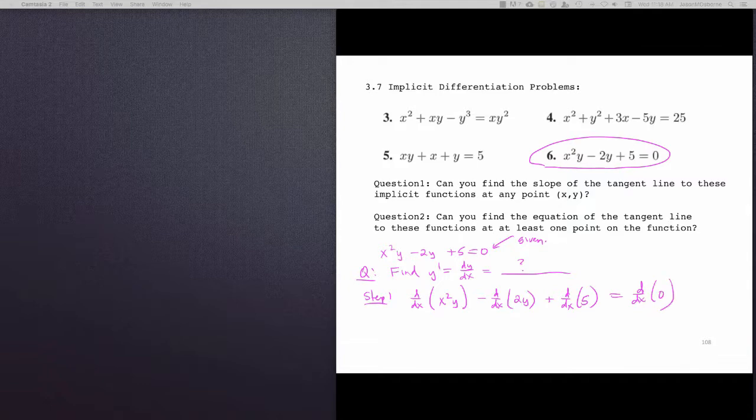Okay, now let's go through here and see if any of these simplify. The derivative of 5, which is a constant, is 0. The derivative of 0 is equal to 0. Okay. Here's the first term we got to be really careful about. Okay, the derivative of 2y. Well, 2 is a constant, so it can come out in front of the derivative. So actually, we're going to get minus 2 times the derivative with respect to x of y. Okay, and remember that this is not equal to 0. Okay, because y is actually a function of x. That's implied.